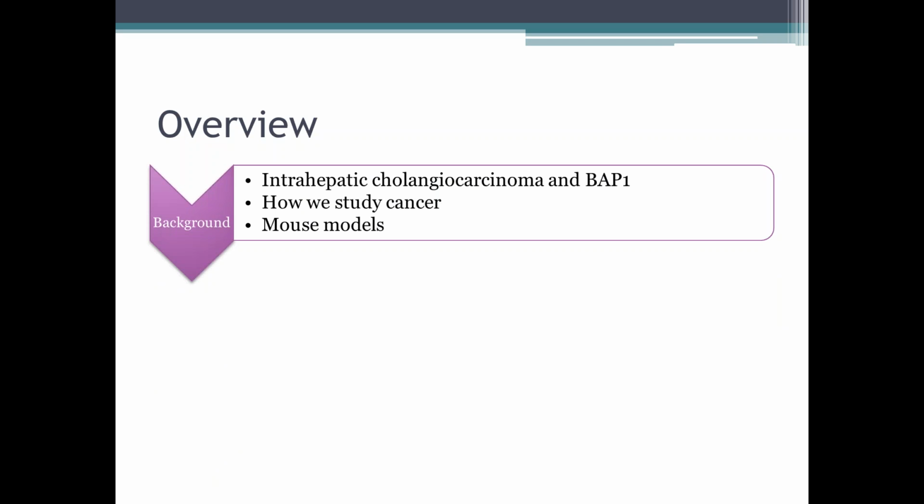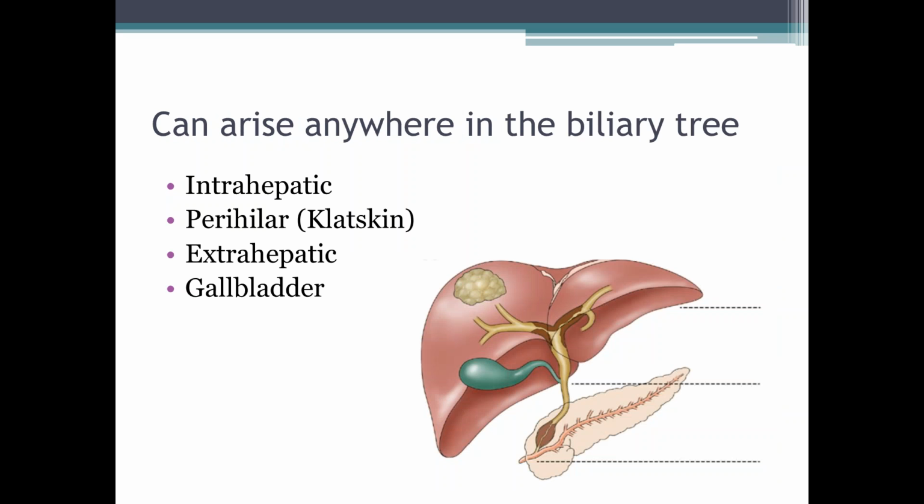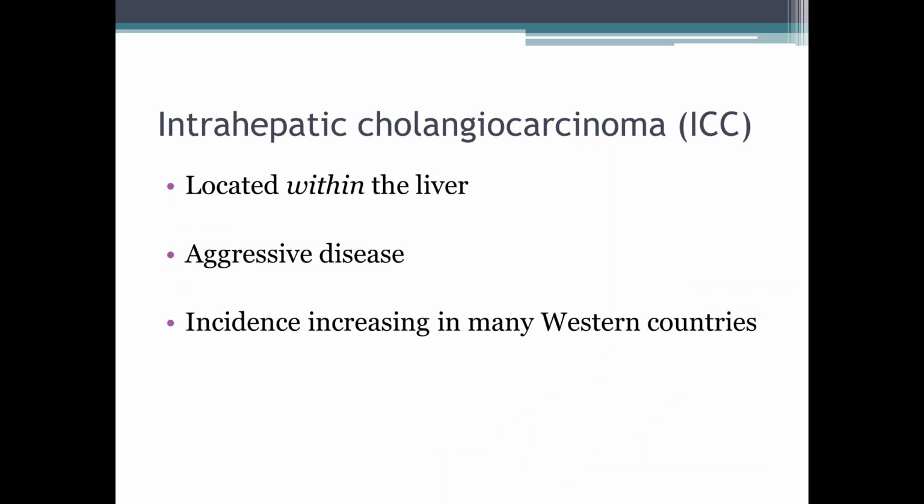So let's begin with some background. Very basic, cholangiocarcinoma is a primary liver cancer that develops from the bile ducts, and it arises from the cells lining the bile ducts, otherwise known as the epithelium. It can arise anywhere within the biliary tree, like Dr. Javle talked about. Specifically today, we're going to be focusing on intrahepatic cholangiocarcinoma. And again, this is within the liver.